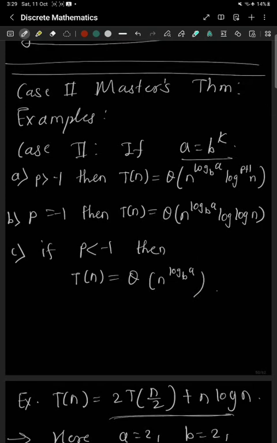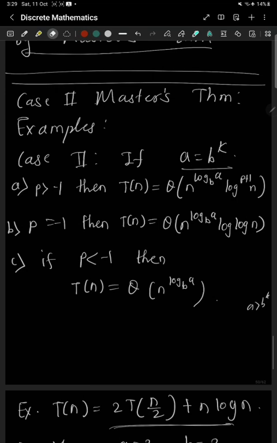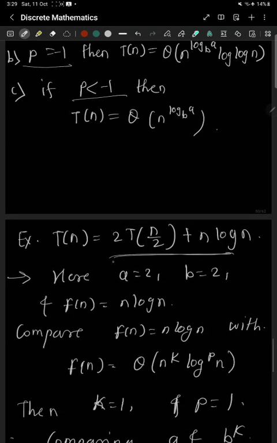Now we have seen the case of a greater than b raised to k. The second case is a is equal to b raised to k, and there are 3 subcases in that. We are going to take one example of each case. So when a is equal to b raised to k, we are going to check the value of p: whether p is greater than minus 1, p is equal to minus 1, or p is less than minus 1. So let's take an example.